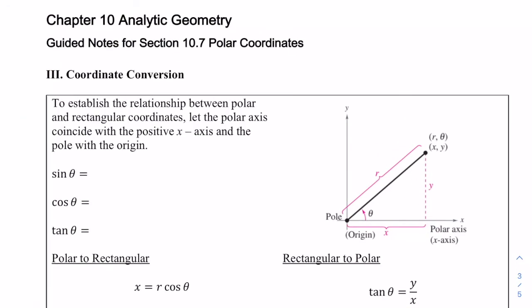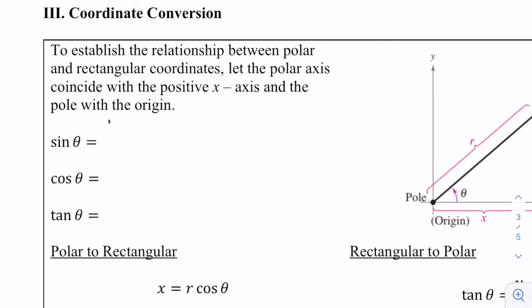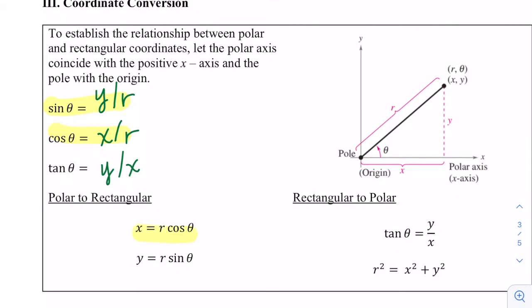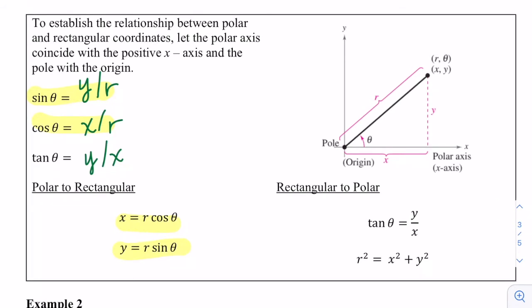Now let's look at how we can convert polar coordinates to rectangular coordinates and vice versa. Just going back to the basics, we know that sine of theta is y over r, cosine of theta is x over r, and tangent of theta is y over x. Now if we multiply both sides by r for these two equations, we'll get x equals r times the cosine of theta, and y equals r times the sine of theta. So converting polar to rectangular and vice versa, make sure we have these equations handy, and r squared equals x squared plus y squared.